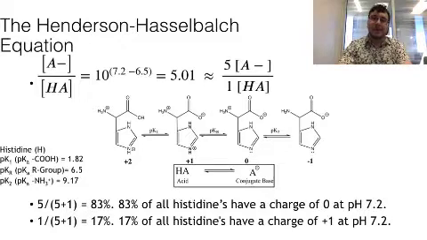So, from this ratio, we can determine the percentage of each species at that pH, and therefore the general charge. When considering the ratio of 5 to 1 at this pH, the acid form is the +1 species, and the conjugate base is the neutral species of histidine. So for every 6 histidines, 5 will be neutral, and 1 will be positive. This gives us about 83% neutral and 17% positive. So we have a net charge of about positive 0.17.